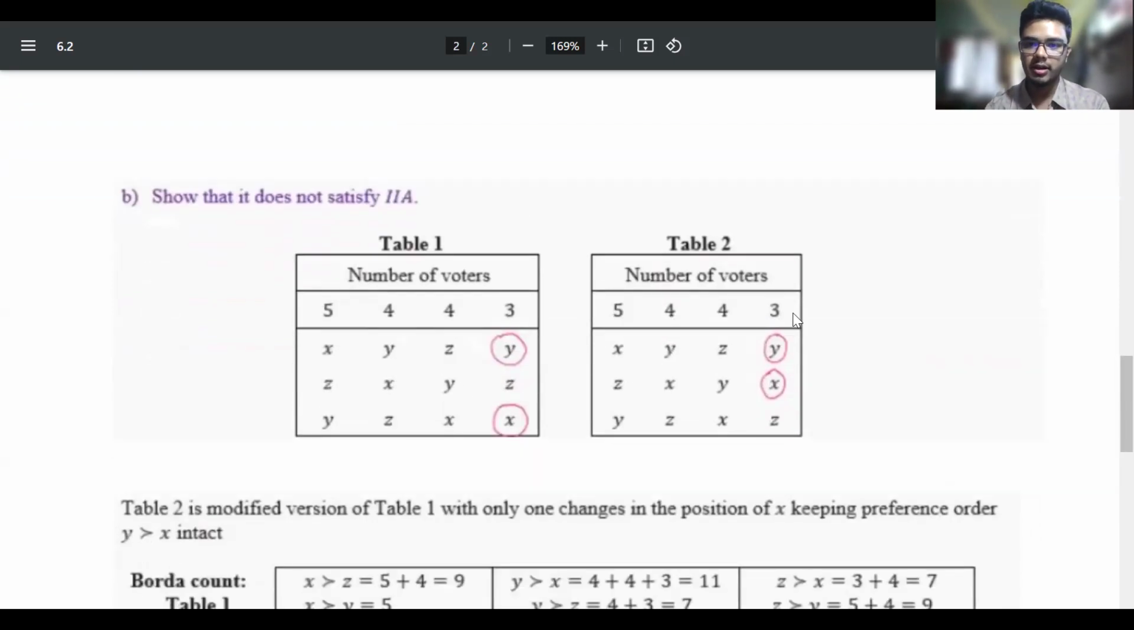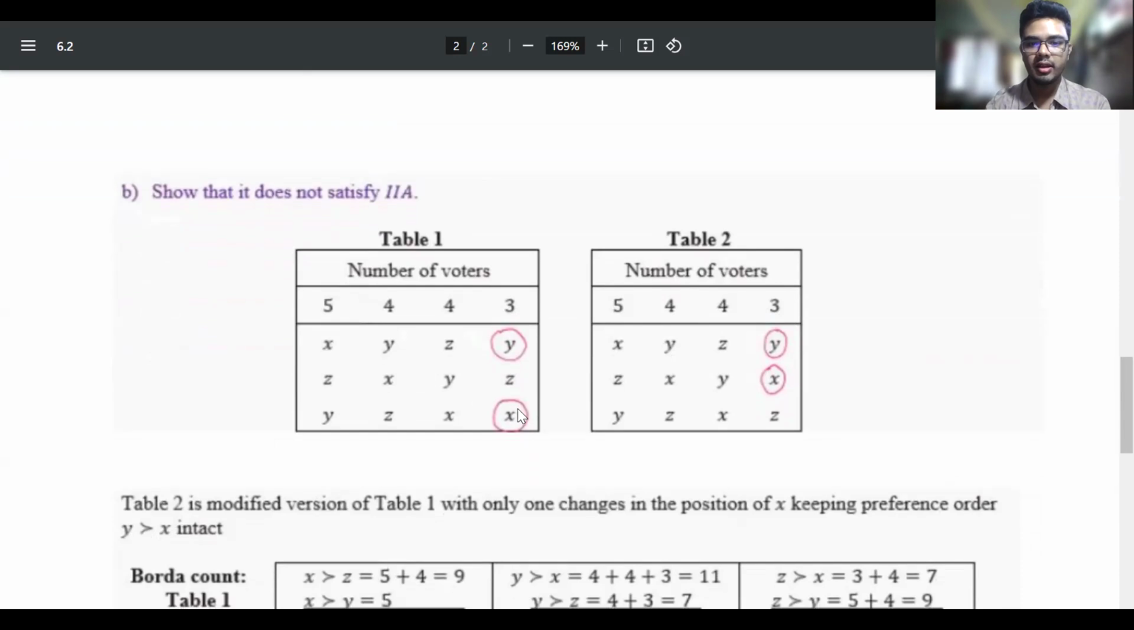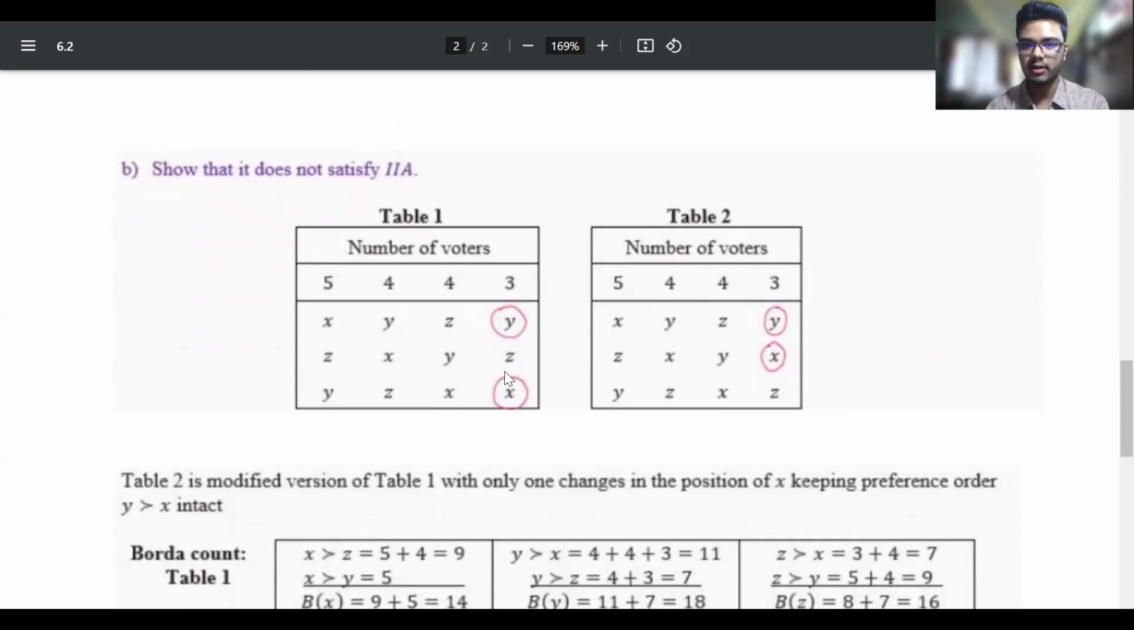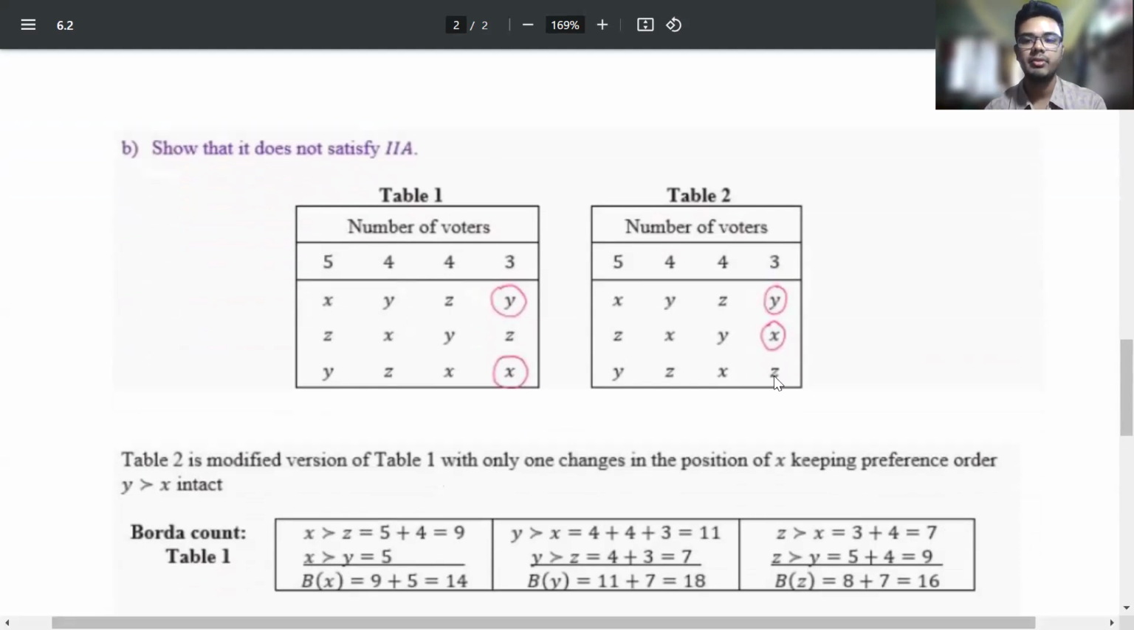So here we have table 1 and table 2. There is a slight modification here, in X and Z. A slight change. But we are keeping the preference order Y preferred to X intact. Here we can see Y preferred to X, and here we can see Y preferred to X. We kept this intact.